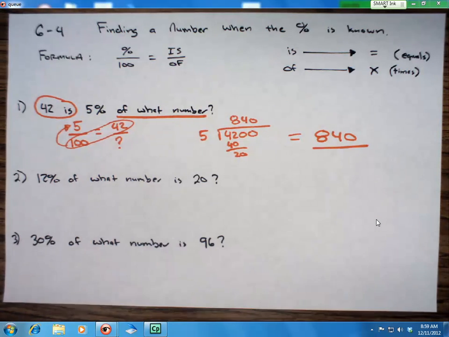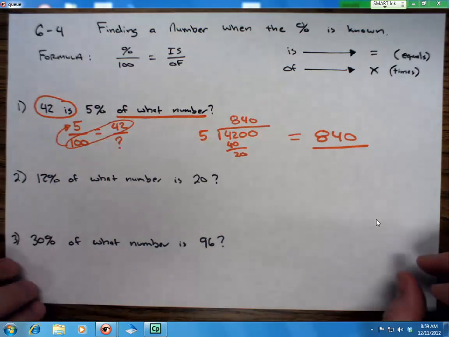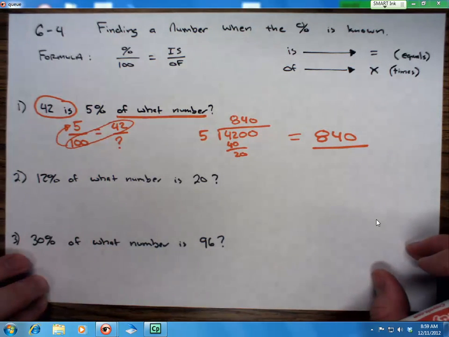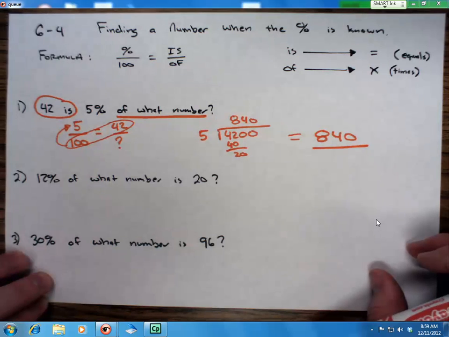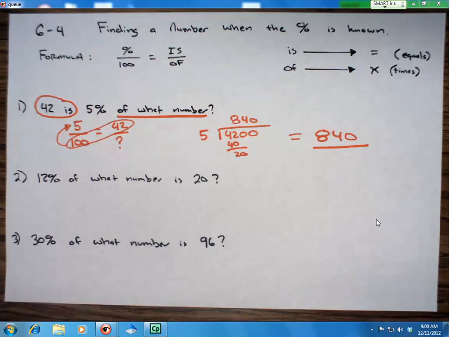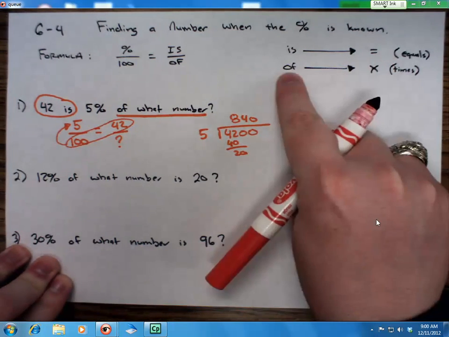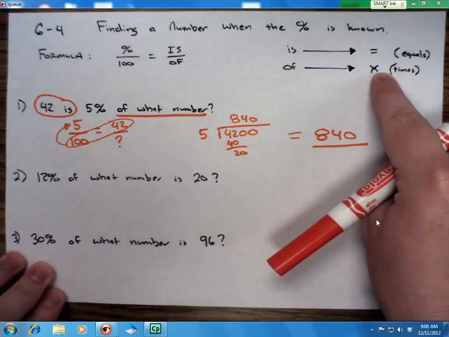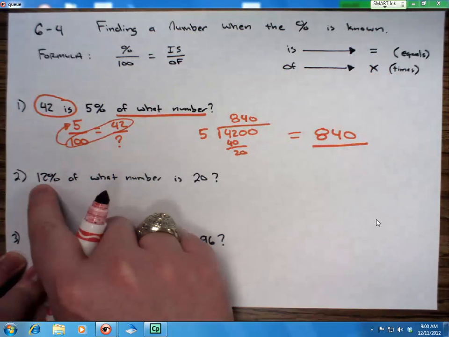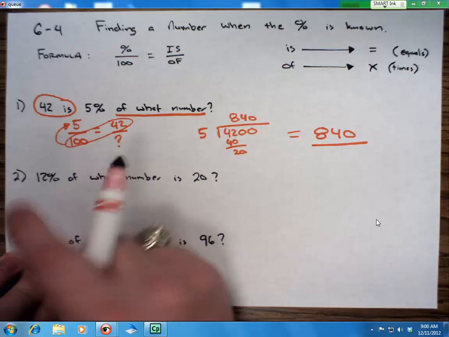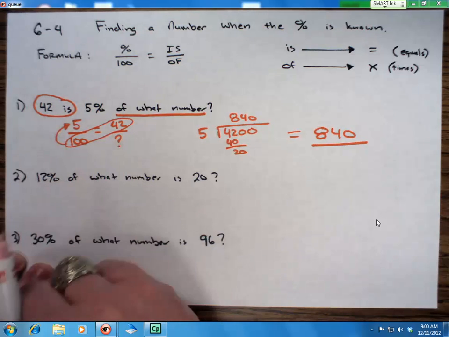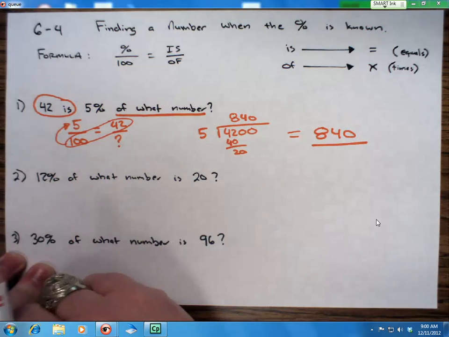I'm going to show you another way to set this up, not using a proportion and using an equation method. Okay? Now, when we're using the equation method, what we're going to do is basically write a number sentence, and we're going to replace the word is with the equal sign, and we're going to replace the word of with a times symbol. Okay, so right here on number 2, it says 12%. The first thing I need to do is change that to a decimal. What would 12% be as a decimal?